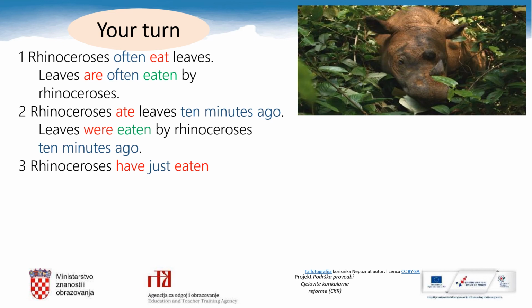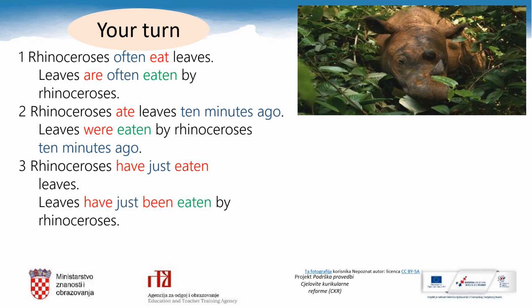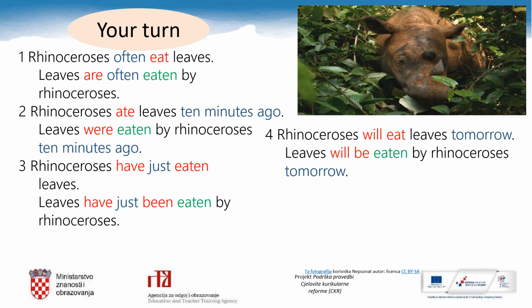Number 3. Rhinoceroses have just eaten leaves. Present perfect tense. Leaves have just been eaten by rhinoceroses. Good. Very good. Number 4. Rhinoceroses will eat leaves tomorrow. This is future tense. Leaves will be eaten by rhinoceroses tomorrow.